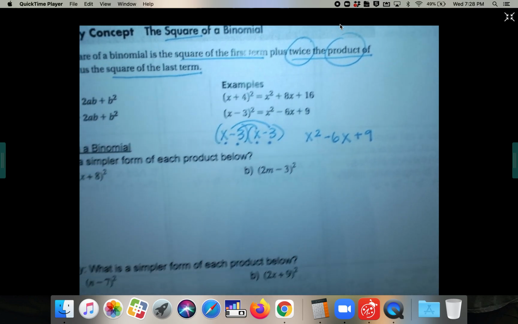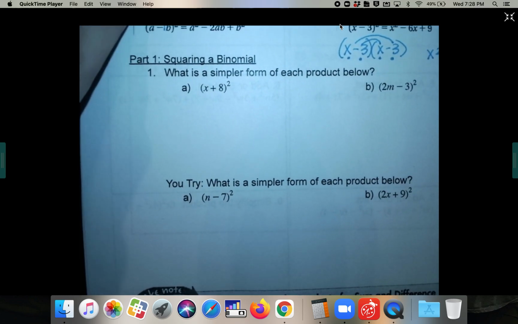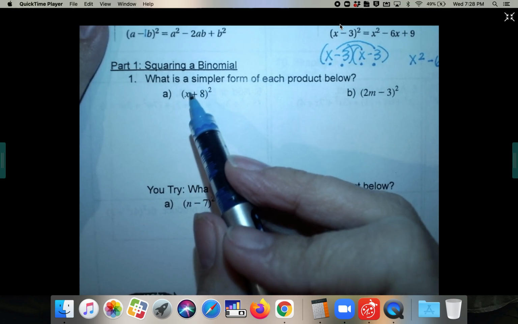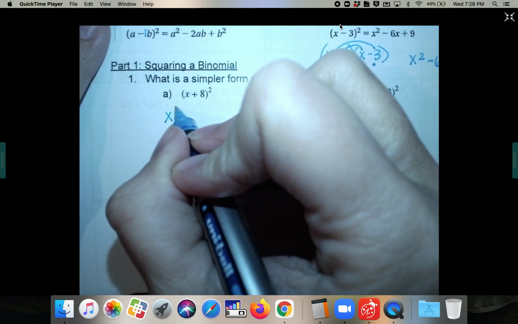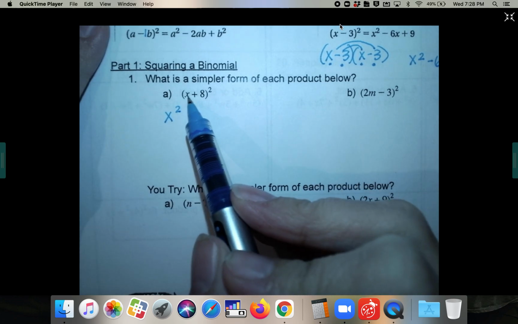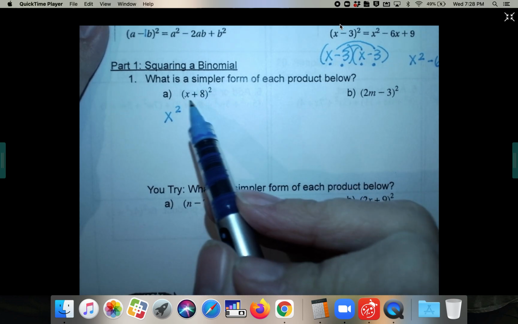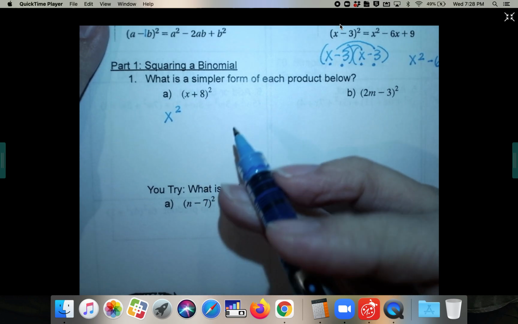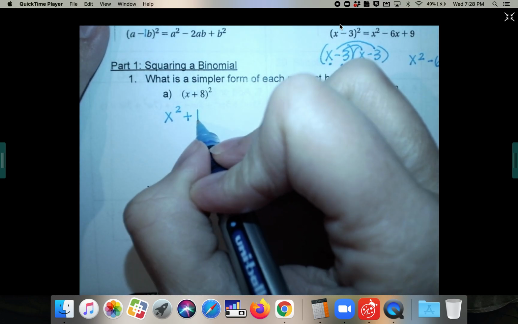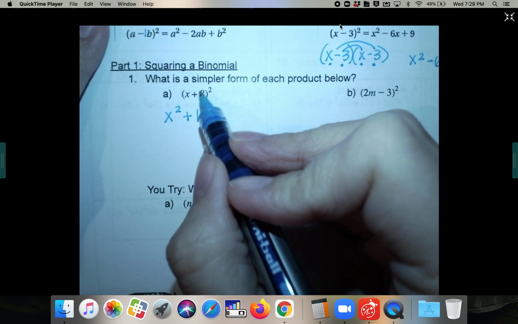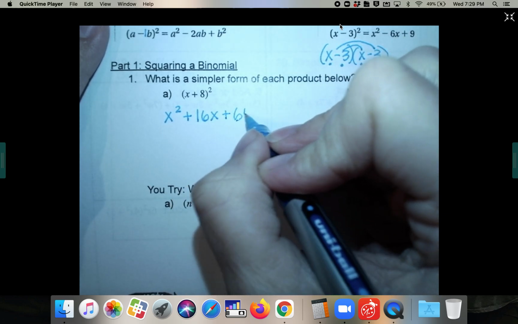So let's try a couple of these. For letter A, if you square the first term, it would be x squared. If you multiply x and 8, it's 8x. And I want to double 8x. If you double 8x, it is 16x. And then 8 times 8, if you square the last term, which is 8 squared, it is 64.